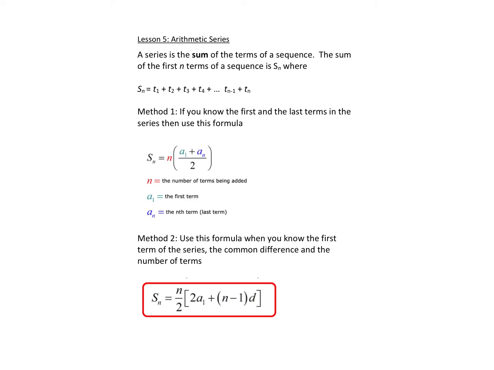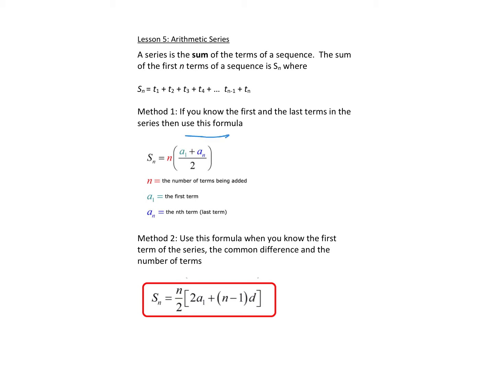In this lesson, we are going to look at series. A series is the sum of the terms in a sequence. If we have a sequence of values, we're going to add all the terms in the sequence together, and the total is called the series. We have two formulas for this, depending on what kind of information we have.